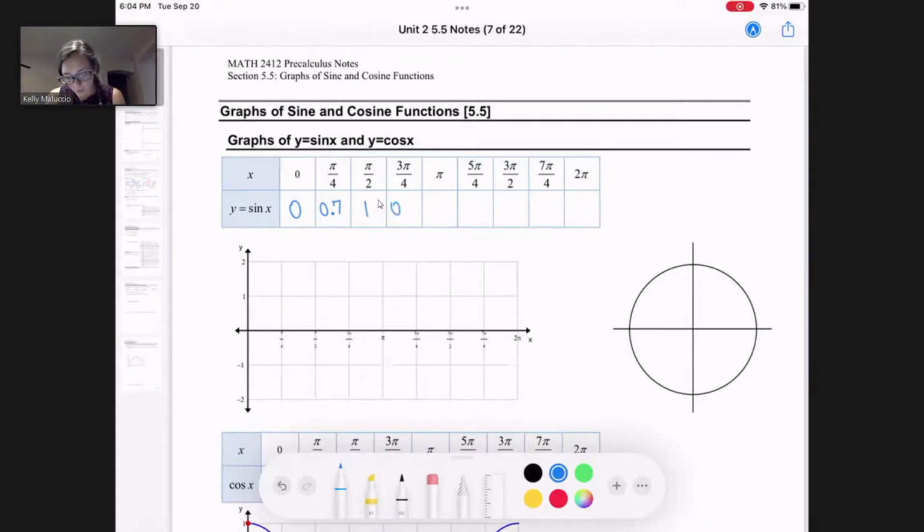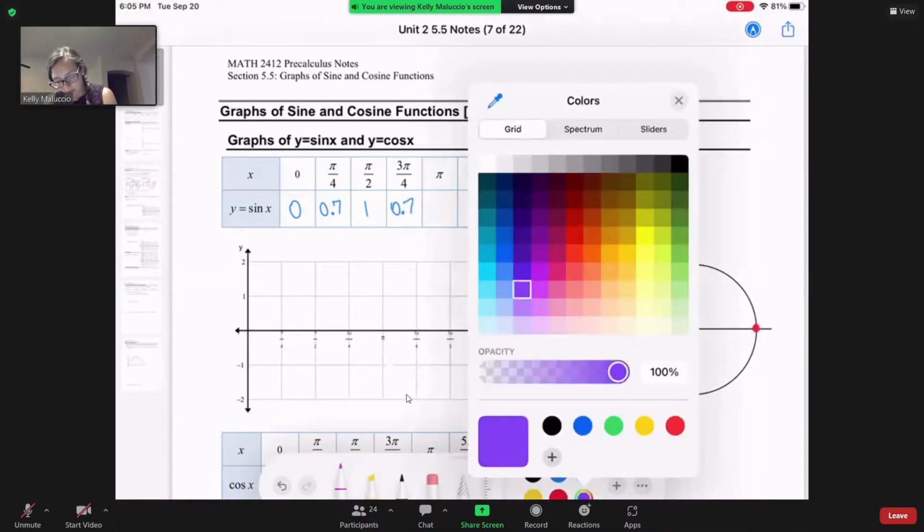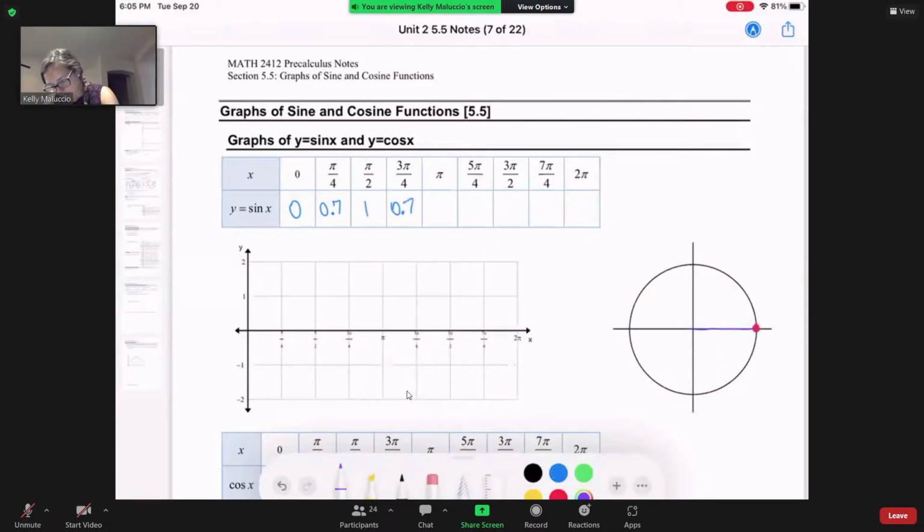Then 3 pi over 4, it's 0.7 again, because it's root 2 over 2 again. And if you think about this end point here, that's where we start. That's like 0. And let's do something nice here.